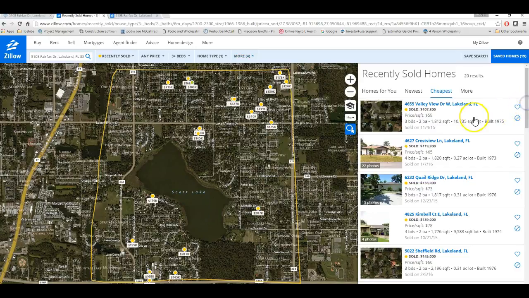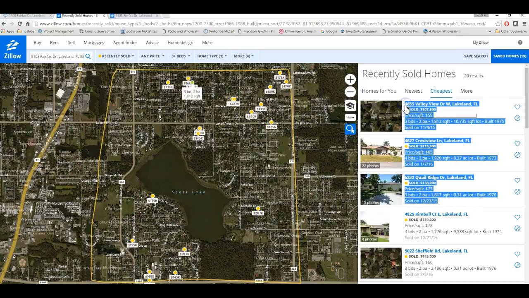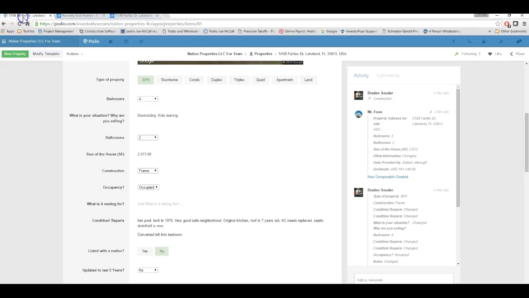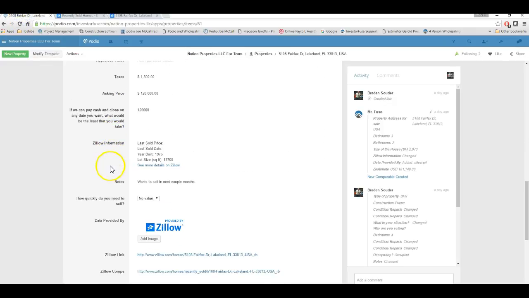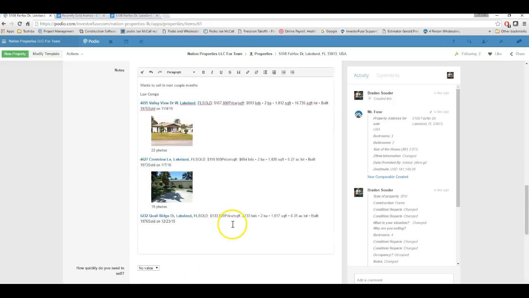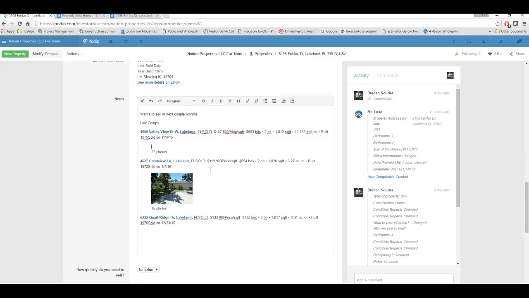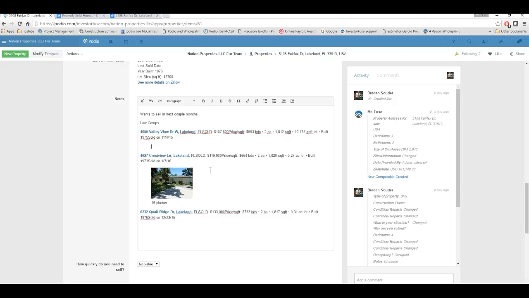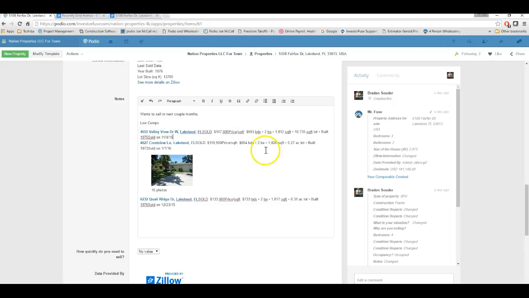Okay, so our lowest comps here are 107, 118, 133. I want all of that information, so I'm going to copy that and I'm going to put that in the notes here. All right, low comps. I don't need the pictures. All right. You just got to add a little space right here.